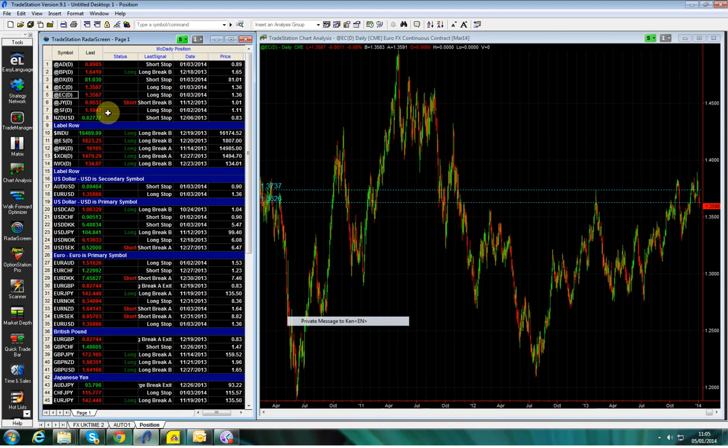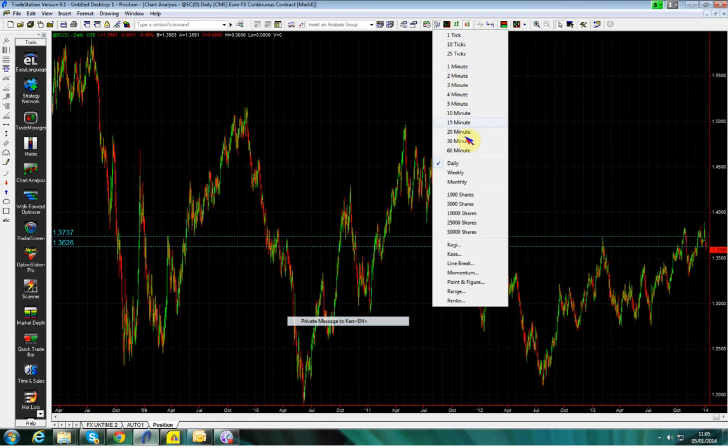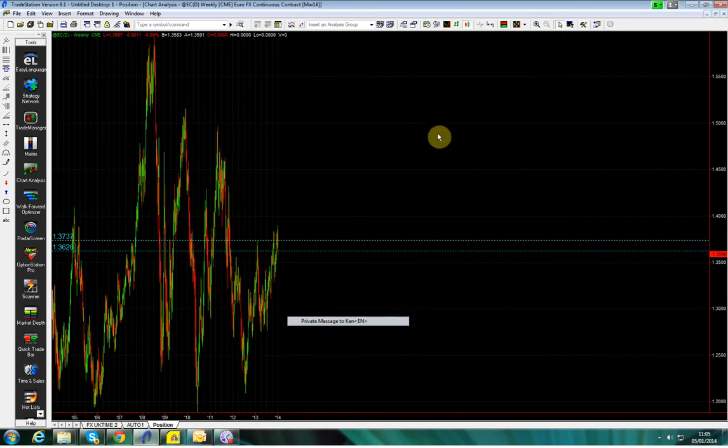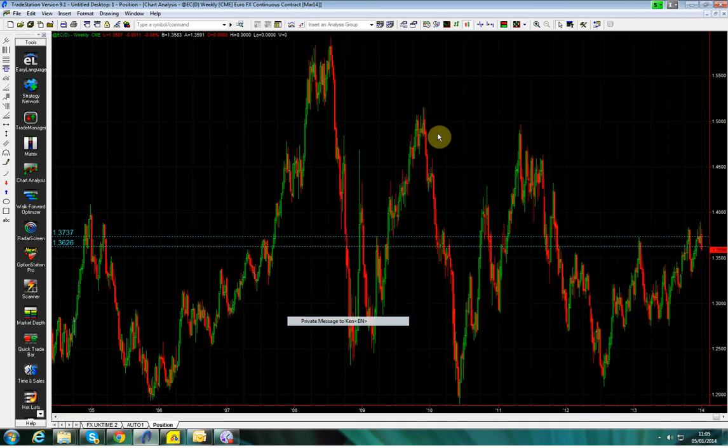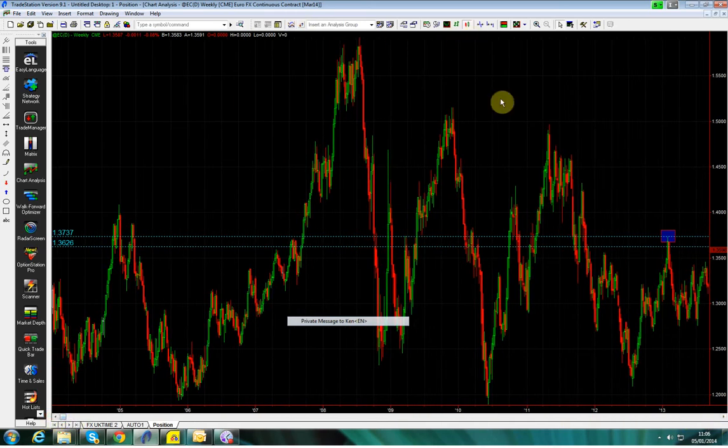First of all, if you look at the euro on a weekly base, before we get to the fundamental stuff, you would notice that we do have a major structure point at 137.37, and that structure point has been working for the last 15 years pretty much. It has been the key level for the euro.